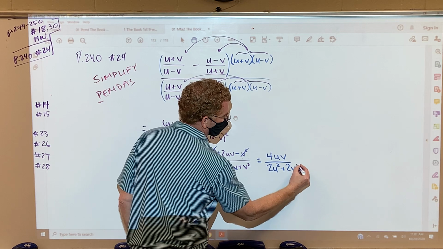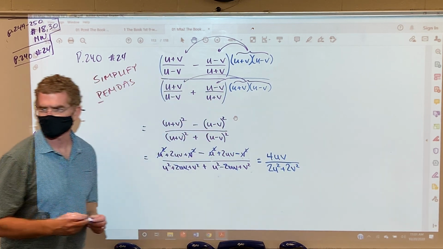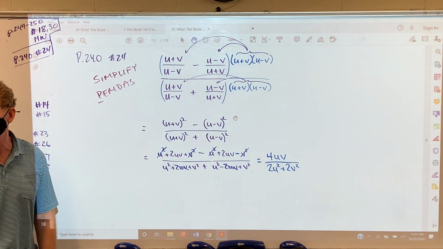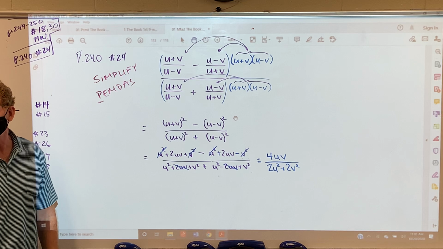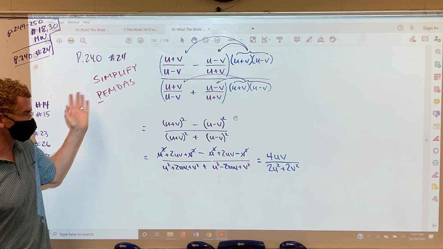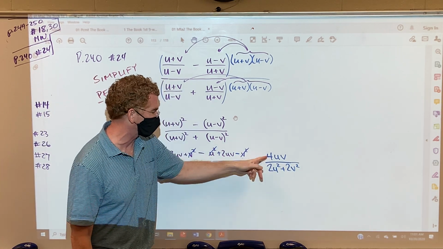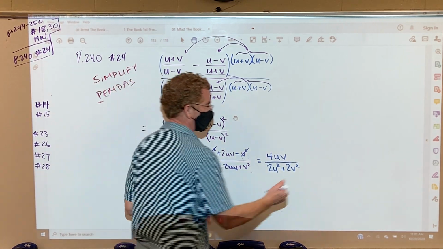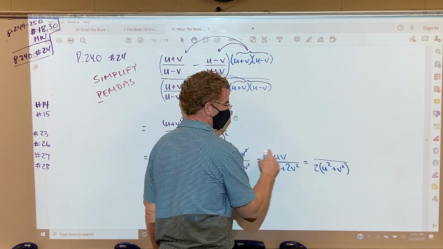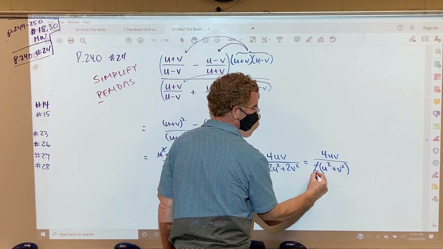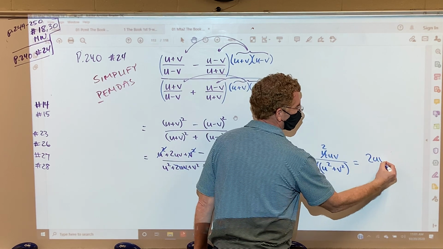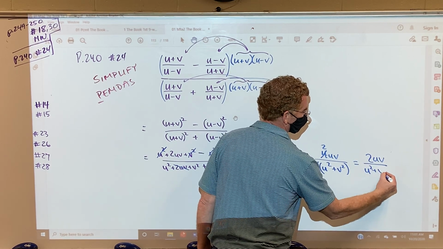Is there anything right here that I could do with this? Now, why would I bother factoring if it says PEMDAS and there's no F in PEMDAS? You're right, but why would I do that? Because it's going to help me. Sometimes when I factor, something will cancel. And I can see that if I factor 2 out, I can cancel that 2 with that 4. So I am going to factor that 2 out, and then the 2 and the 4, I can cancel the 2 out. So 2uv over u squared plus v squared.